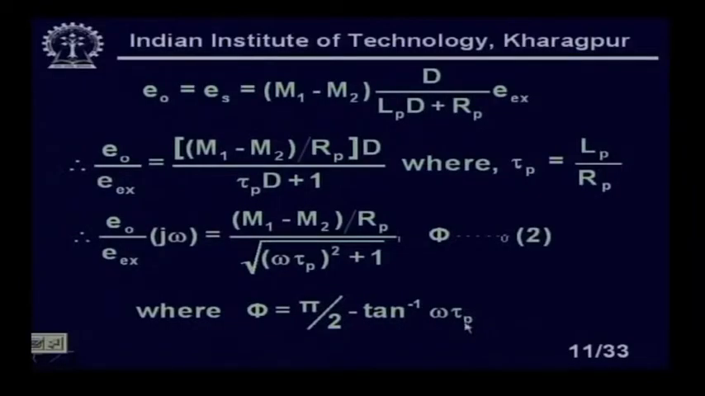Tau p depends on Lp and Rp, which are constant for a particular LVDT. Omega is the excitation frequency; if I keep it constant, it will also remain constant. So, phi equals pi by 2 minus tan inverse omega tau p will remain constant for a particular excitation frequency. If necessary, I can make it 0 also, if I make tan inverse omega tau p exactly equal to pi by 2, so that it cancels. But sometimes this is not possible, so you will use some lag or lead network to cancel the phase. I can make the phase compensation with a simple RC circuit. Let us look at that.